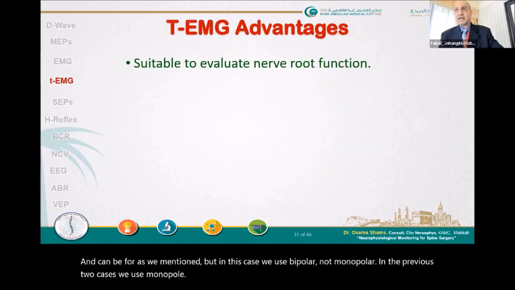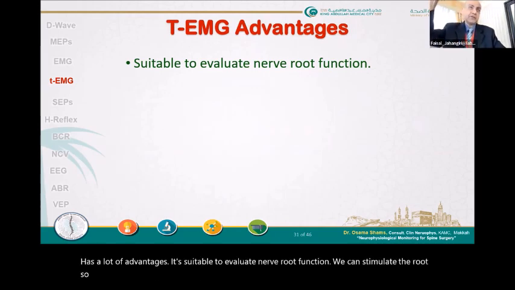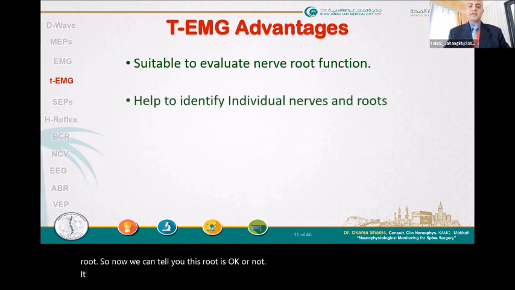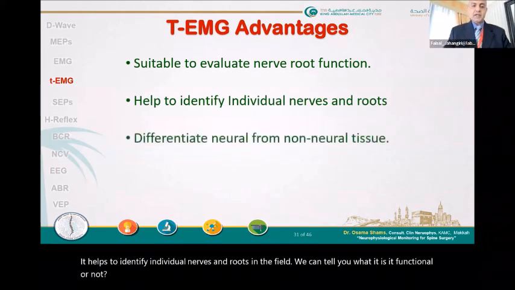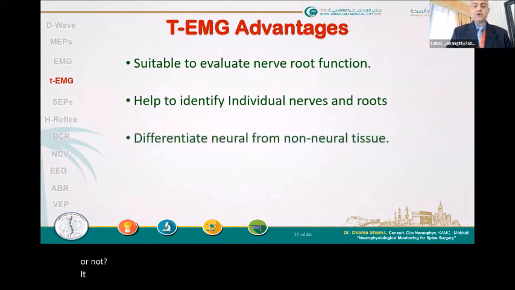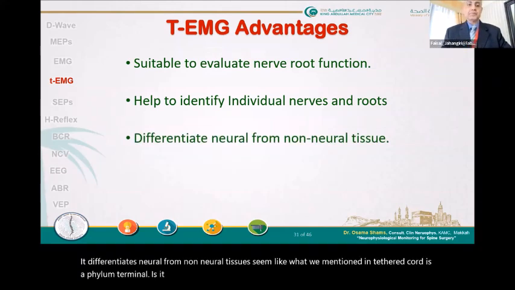Triggered EMG has a lot of advantages. It's suitable to evaluate nerve root function. We can stimulate the root, so now we can tell you this root is okay or not. It helps to identify individual nerves and roots in the field. We can tell you what it is, is it functional or not? It differentiates neural from non-neural tissues, same like what we mentioned in the third cord. Is it filum terminale? Is it a functional root or not?